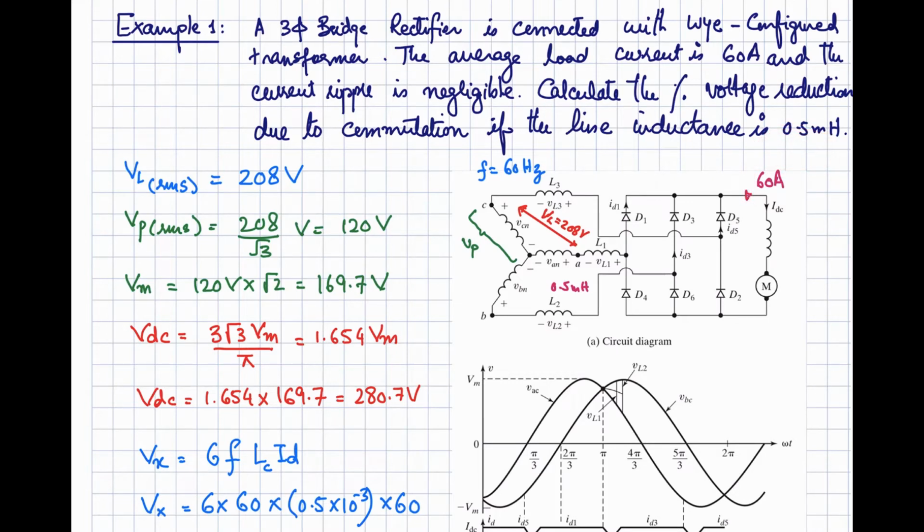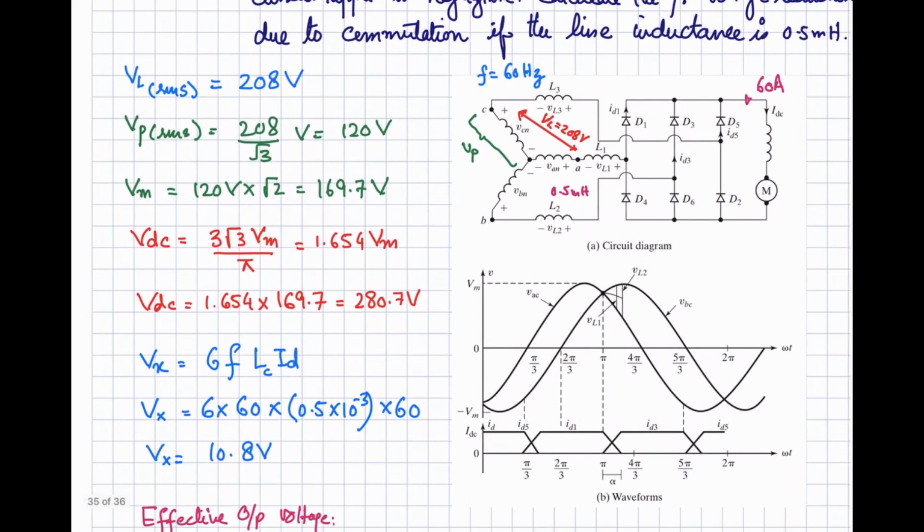In the last video, we derived the expression for the voltage loss calculation. So voltage loss is 6 times frequency times the line inductance times the change of the current, and that is 60 ampere in this case. So if we calculate the voltage loss because of the presence of these line inductances, it will be equal to 6 into 60 into 0.5 millihenry into 60 ampere, the change of the current from 0 to 60 ampere. So 10.8 volt will be lost because of the presence of the line inductance.